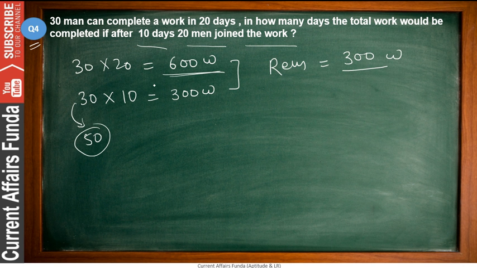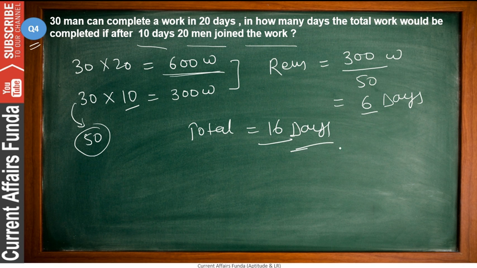So after 10 days 20 men, that means 30 becomes 50, so 50 men, so it will take 6 days for the remaining work. Okay, so friends, total we can calculate from here. Total it will be 10 here and 6 here, 10 plus 6, that will be 16 days. That will be your answer. Okay, so you can also solve this problem with the help of another formula.